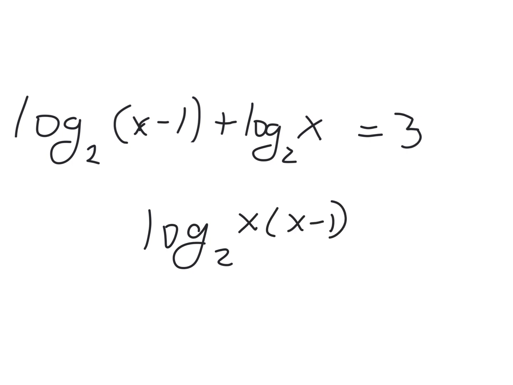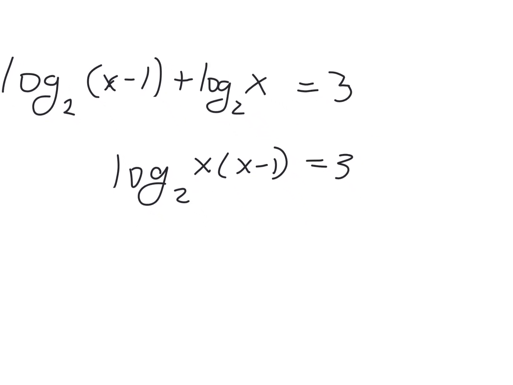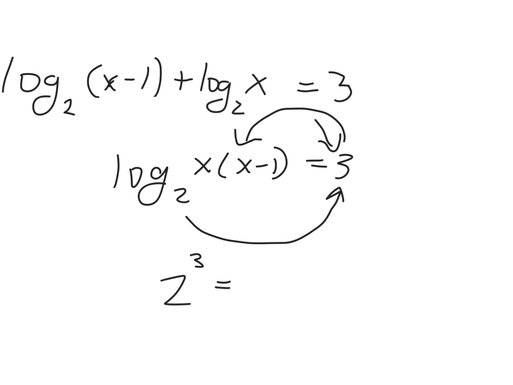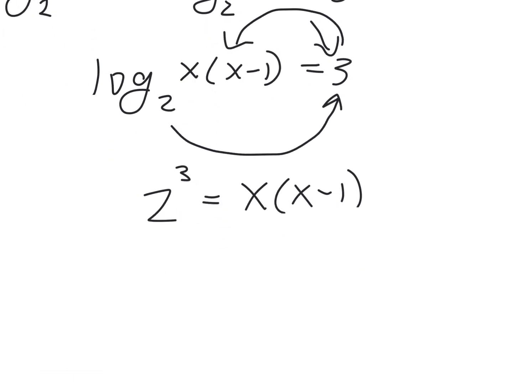You can't just ignore the log because it doesn't have a log on the other side. You are correct that we can't just cancel off this log because there isn't a log over here. If there were logs on both sides, you could ignore them, but there isn't. So what do we do? I warned you that you might get stuck, and then you should rewrite it. 2 to the third equals all that. And what is 2 to the third? You should know that one. It's 8.